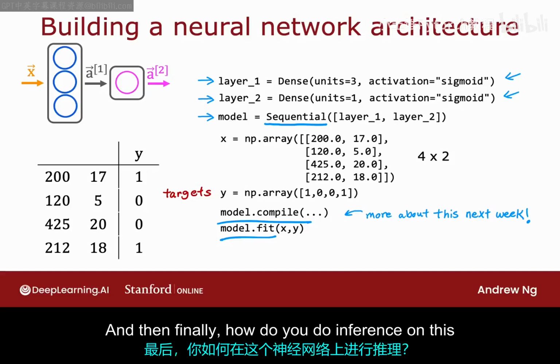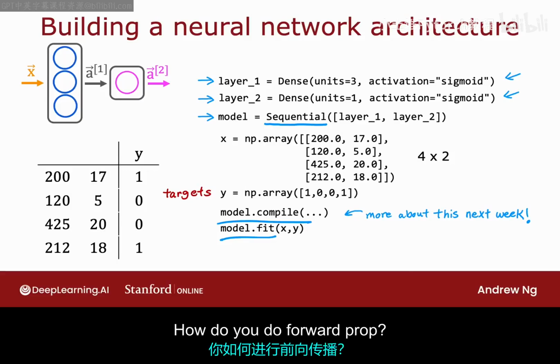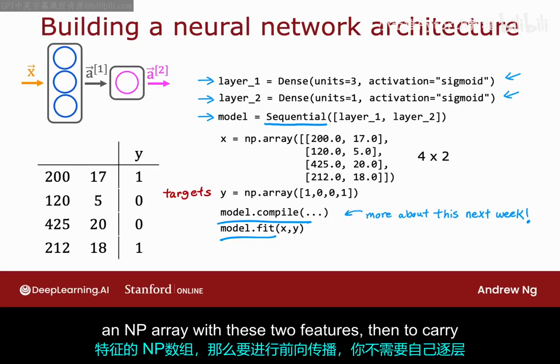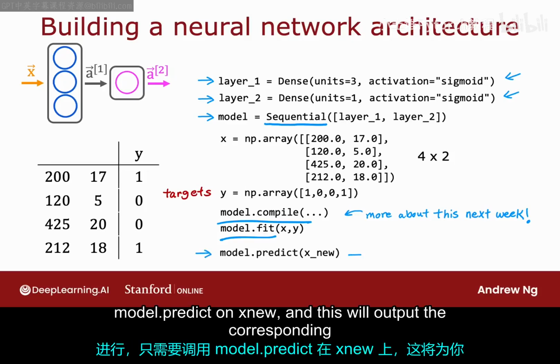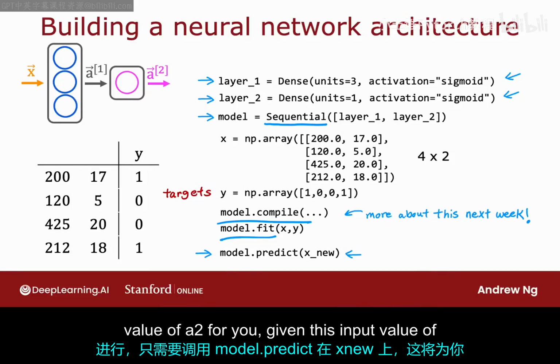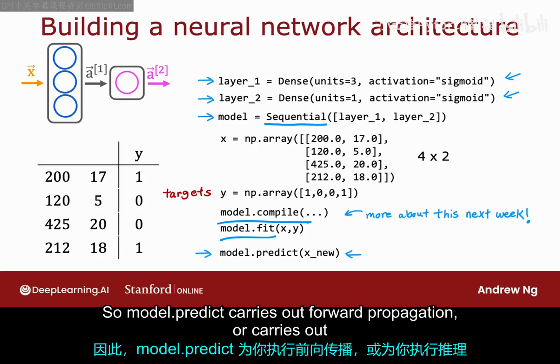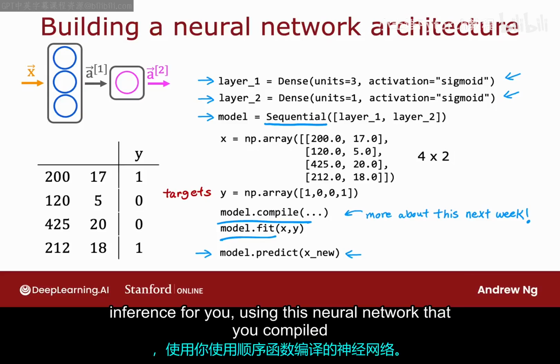And then finally, how do you do inference on this neural network? How do you do forward prop? If you have a new example, say X_new, which is an NP array with these two features, then to carry out forward prop, instead of having to do it one layer at a time yourself, you just have to call model.predict on X_new, and this will output the corresponding value of A2 for you, given this input value of X. So model.predict carries out forward propagation or carries out inference for you using this neural network that you compiled using the sequential function.